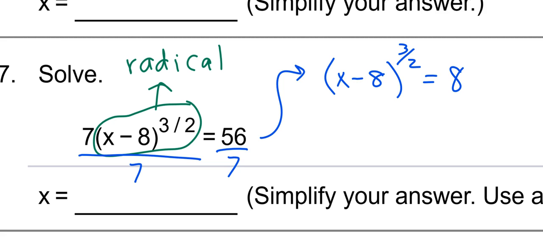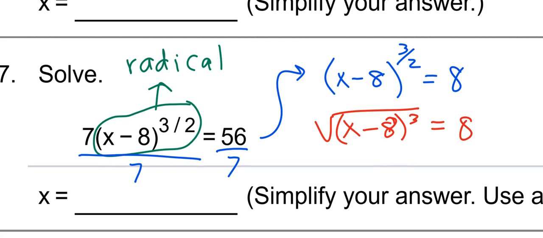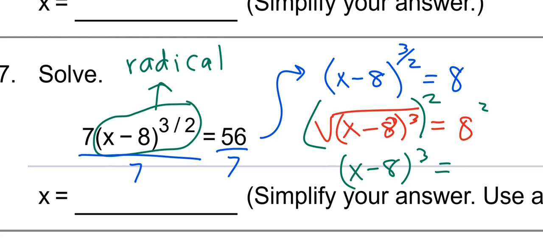It is a square root. Okay, so if I were to rewrite this, I could rewrite it as the square root of x minus 8 to what power? The third power. Now, there is another way, but I think this would help a lot of people. How do we get rid of a square root? By squaring both sides, right? So now we have x minus 8 all to the third power equals, what is 8 squared again? 64.